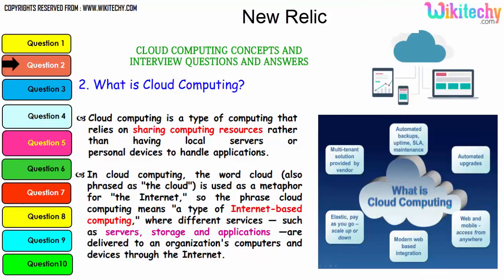Now let's see the definition. What is cloud computing? It's a type of computing that relies on sharing computing resources rather than having local servers or personal devices to handle the applications. In cloud computing, the word cloud is used as a metaphor for the internet. So cloud computing means a type of internet-based computing where different services such as servers, storage and applications are delivered to an organization's computers and devices through the network and internet.